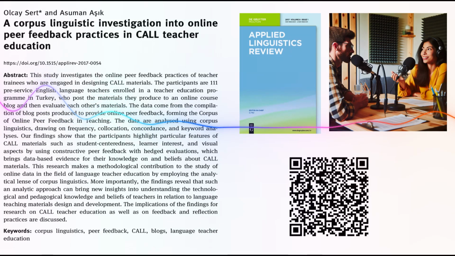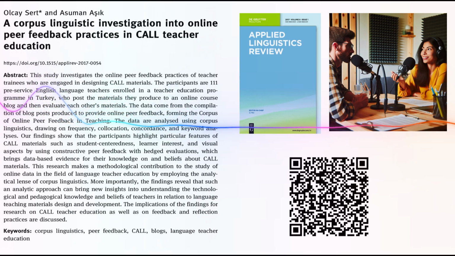Ever wondered how we can figure out what makes a really good tech-enhanced language lesson? Yeah, just by looking at how teachers talk about it. Exactly. And that's what we're diving into today. We're taking a fascinating research paper and pulling out the key insights for you. Quick, entertaining. Think of it like your shortcut to getting the essence.